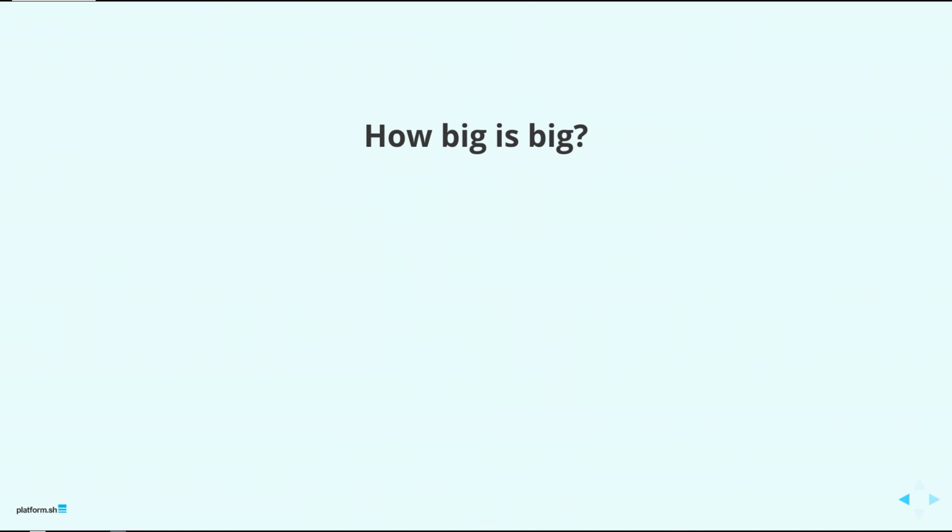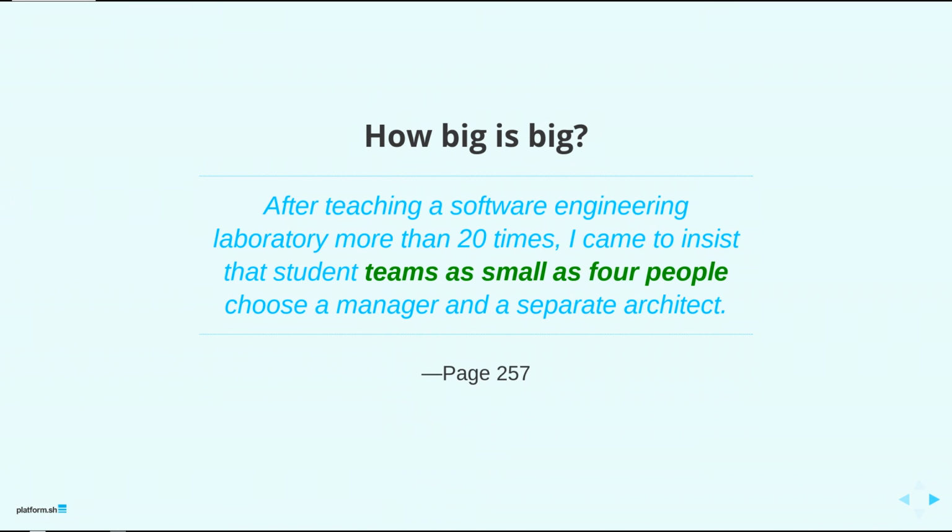We're talking about big software here. How big is big? 25 people, 30 people, 3,000 people? After teaching a software engineering laboratory more than 20 times, I came to insist that teams as small as 4 choose a manager and a separate architect. As small as 4: one person with architectural vision, one person coordinating, and 2 or more people actually building stuff.